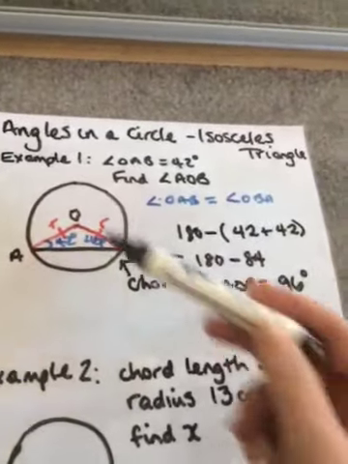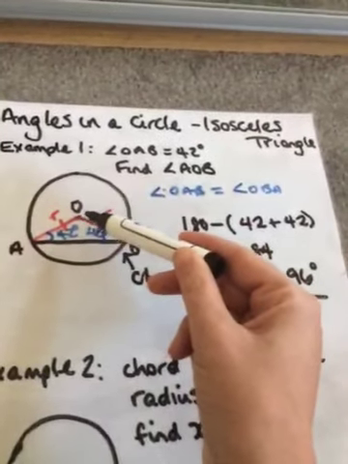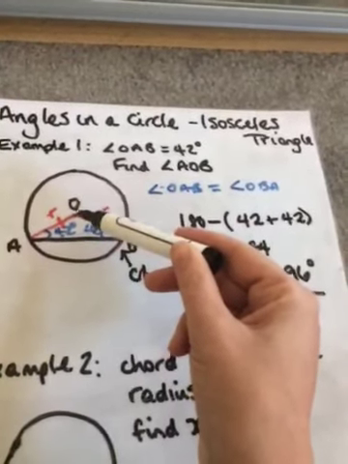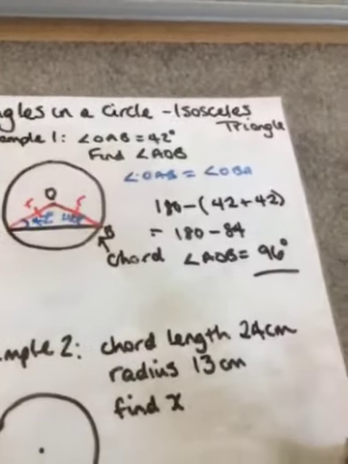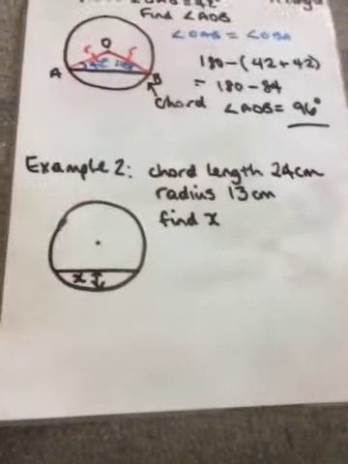Now, if the question gives you the angle at the centre, then you're going to take that away from 180 and then you divide by 2 to get the base angles. Right, so that's pretty straightforward.